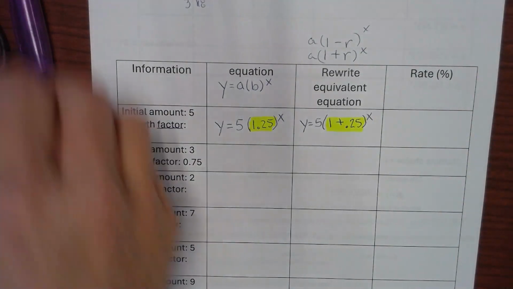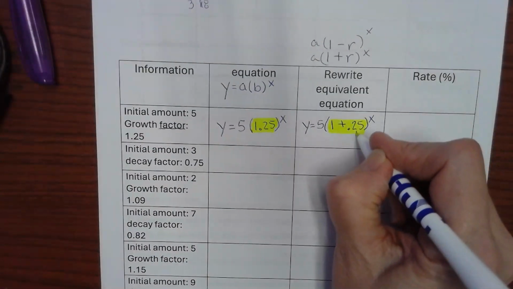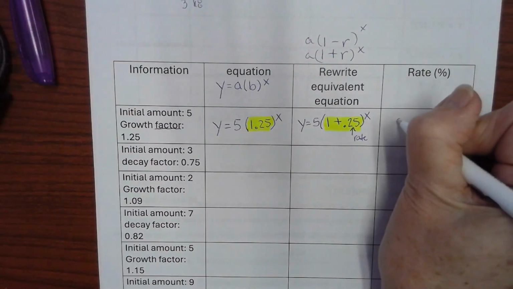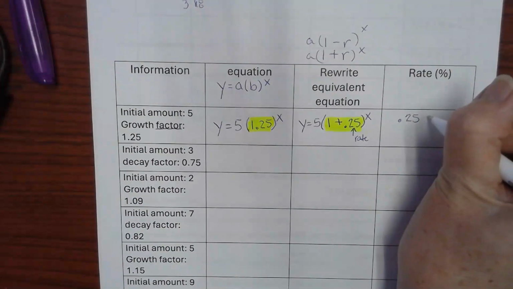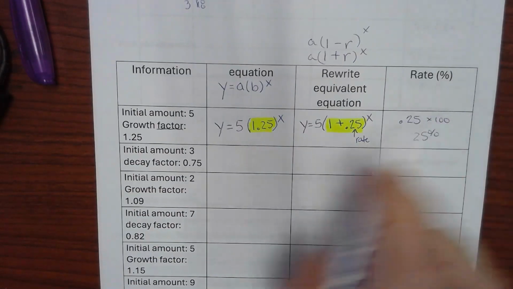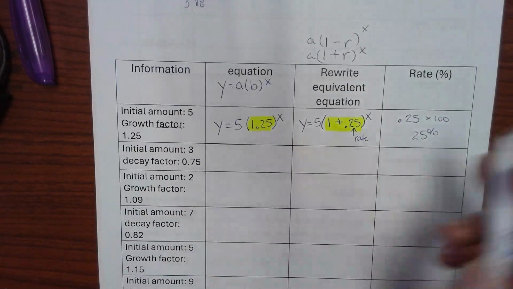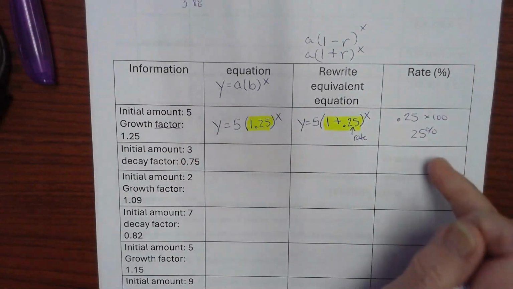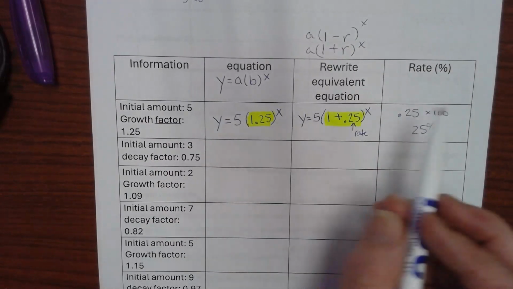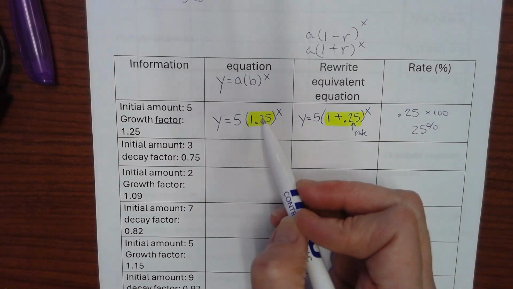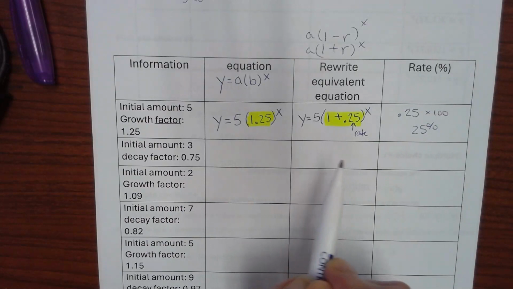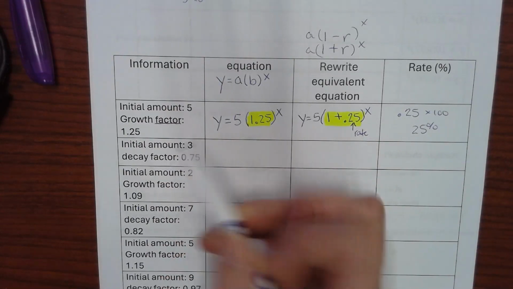And now that I've done that, this right here is my rate. So my rate is 0.25, and I'm going to multiply that by 100 to get 25%. And by the way, since the factor is bigger than 1, it is growth. So this is a 25% increase. Okay. Now, you guys normally don't have too much of a problem when you've got growth. You just pick out this right here, 0.25, and you say it's 25% growth. It's when we have decay that is confusing.